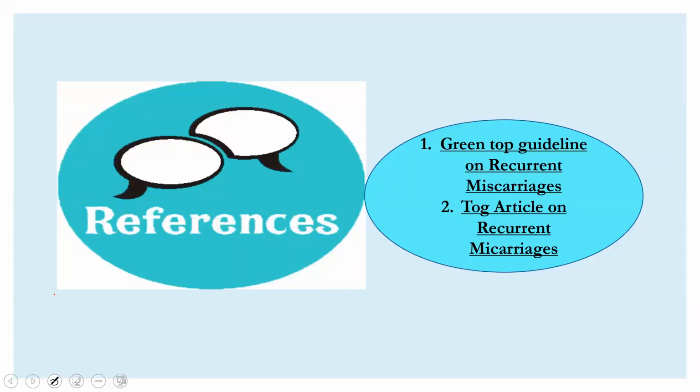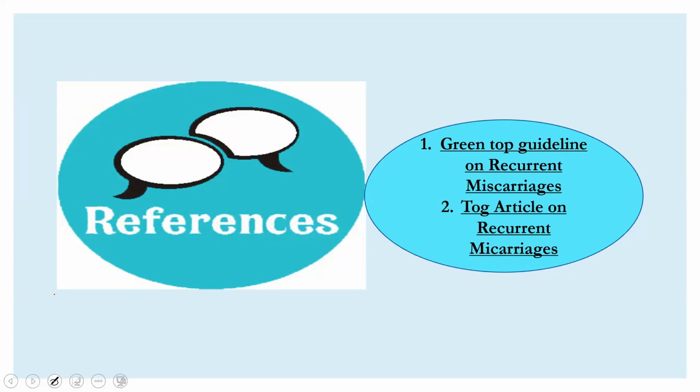So this was all about recurrent pregnancy loss. From my side, the take-home message is: do talk to your patients. Do take a detailed history, and make sure you have a clear definition of recurrent pregnancy loss, that it is 3 or more consecutive pregnancy losses at less than 24 weeks of gestation. And make sure that you keep antiphospholipid antibody syndrome as the prime suspect.